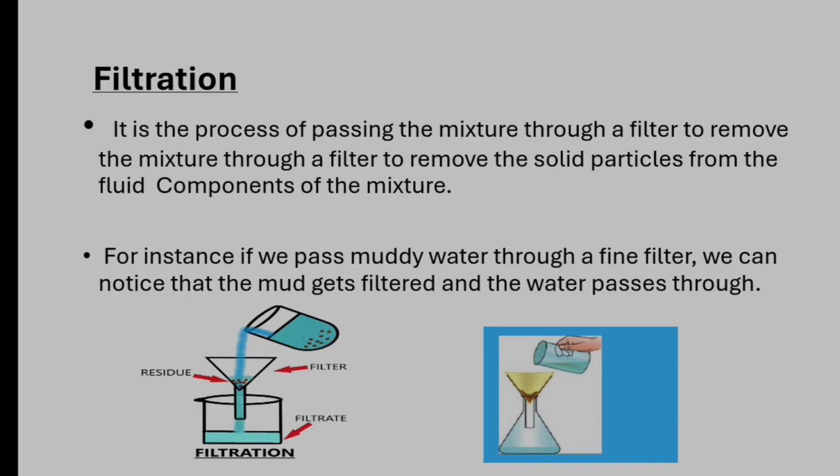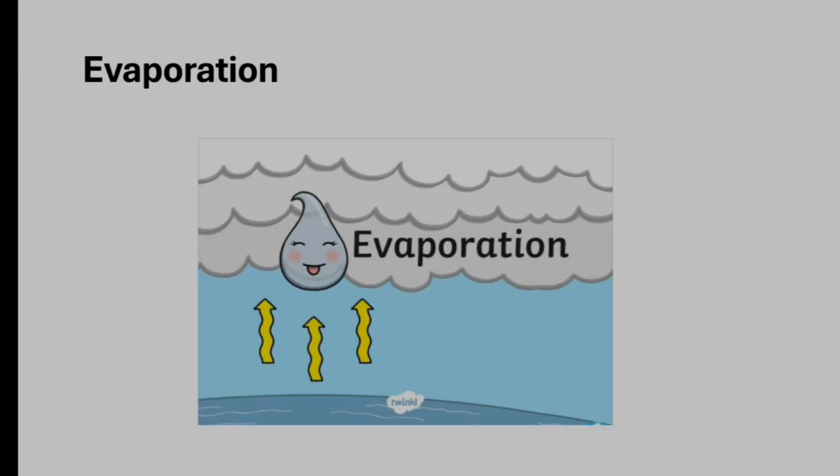And another example which I said before is the tea. When we filter the tea in the strainer, the tea gets filtered and the tea leaves get stuck in the strainer. So this process is called filtration. And next, evaporation. The process of conversion of water into its vapor is called evaporation.